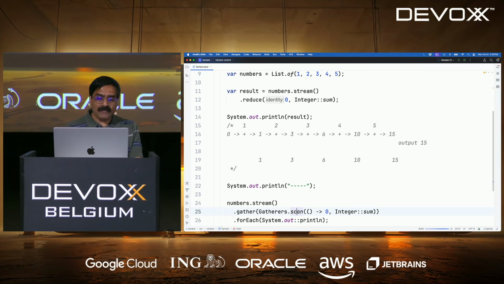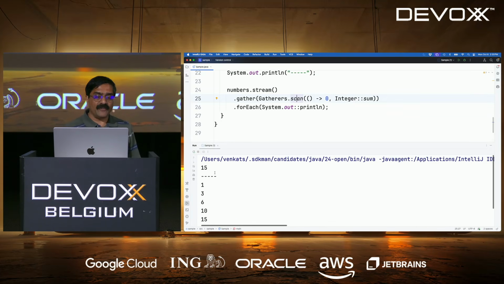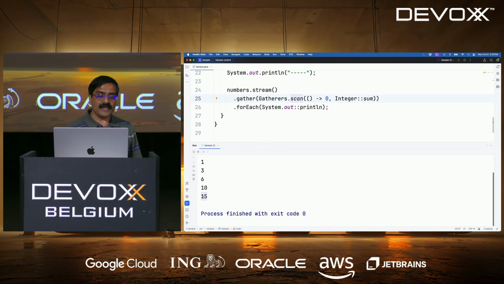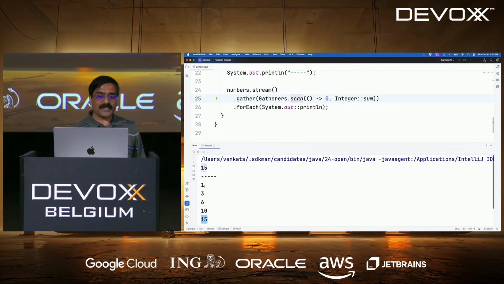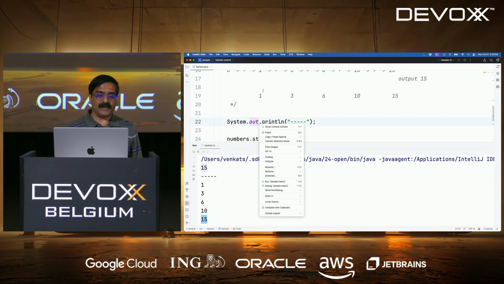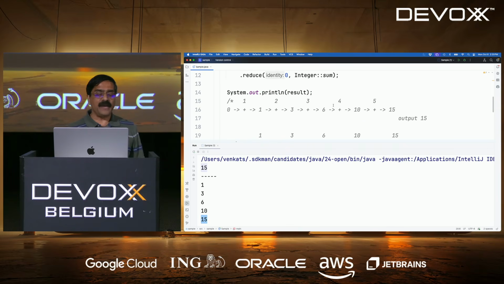So if I were to run this code, you notice that 15 in the top and you see the 15 in the bottom. So the end result is the same, but it's emitting the value 1, the value 3, and 6 and 10 that we saw as intermediate values in this computation. That's why you see 1, 3, 6, and 10, which are the intermediate values in that particular operation. So the scan function literally is emitting the intermediate values along the way.